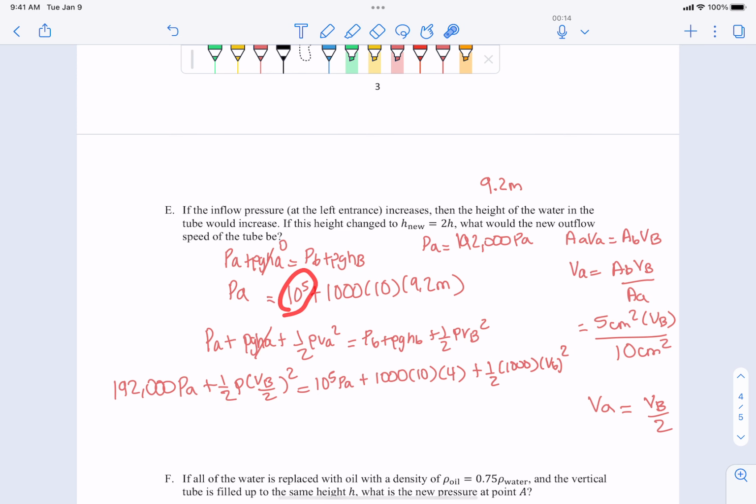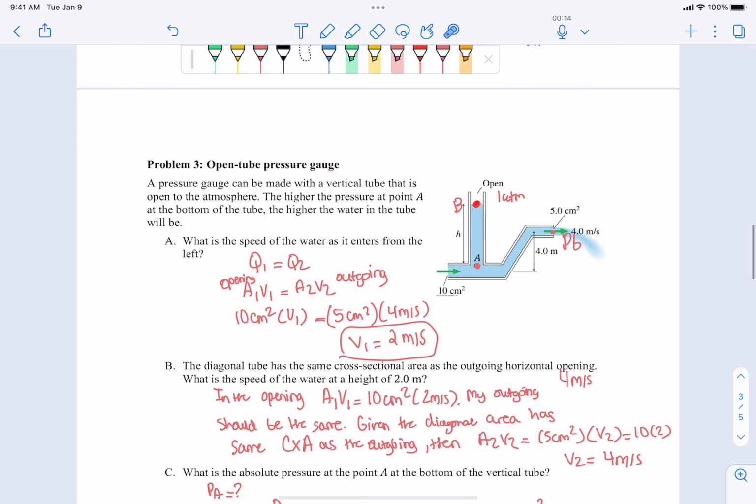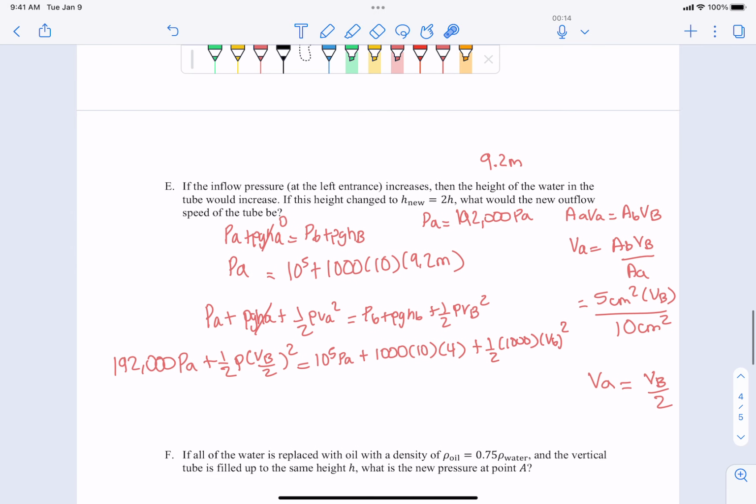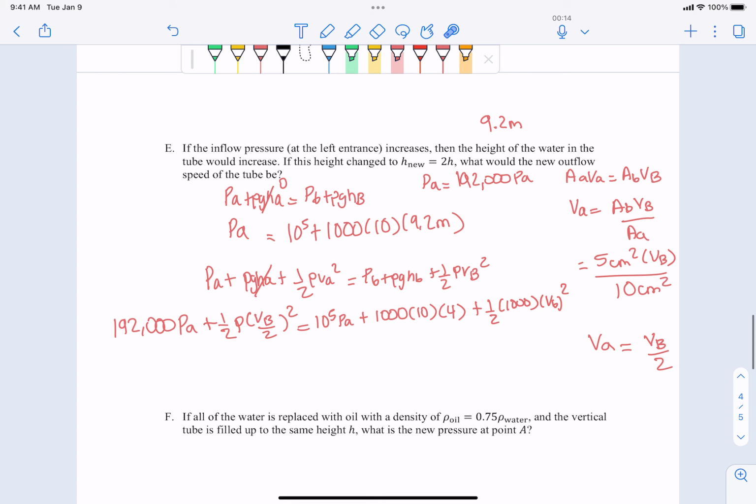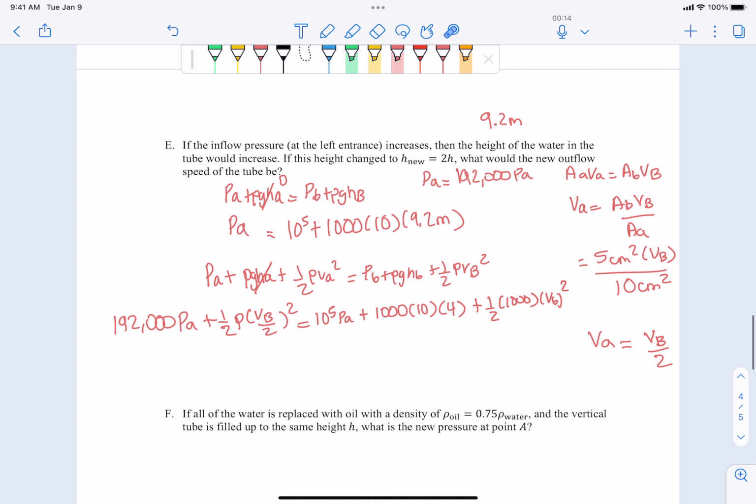We know that the pressure at B, since it's in contact with the air, will just be equal to the atmospheric pressure. We add that to 1,000 kilograms per meter cubed times 10 meters per second squared times our new height, which is double the old height. So 2 times 4.6 is 9.2. That gives us a new pressure at point A of 192,000 pascals. Since there is a change in pressure, there's going to be a change in the speed. The flow has to stay the same, but since you made a change to the pressure, you're going to make a change to the velocity one way or another.